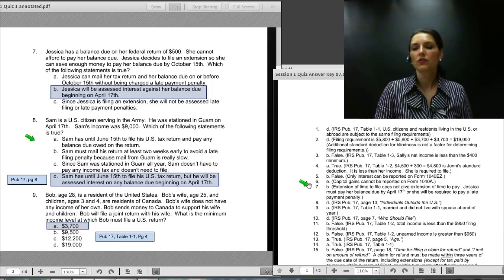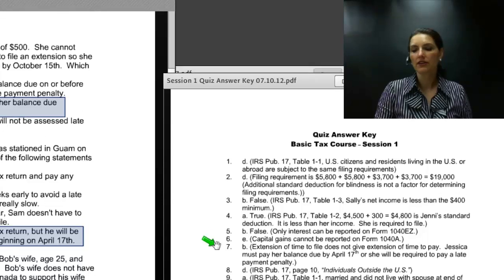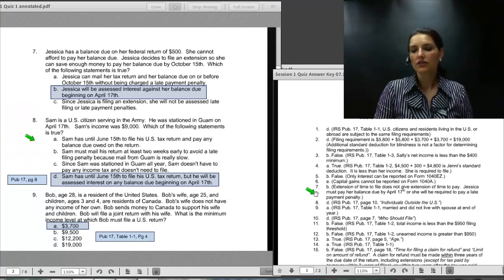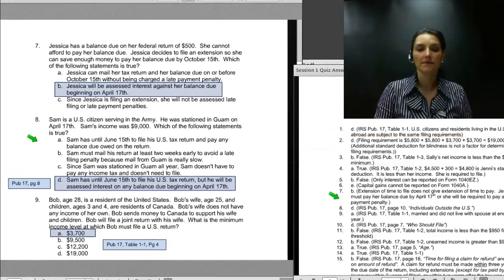And if we flip over to the quiz answer key for session 1, you'll note I've put a little bit more information on here. So just flipping to the answer key, here's question number 7. B is the correct answer. The extension of time to file does not give an extension of time to pay, and Jessica must pay her balance due by April 17th, or she will be required to pay a late payment penalty.